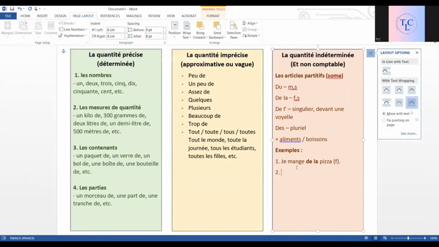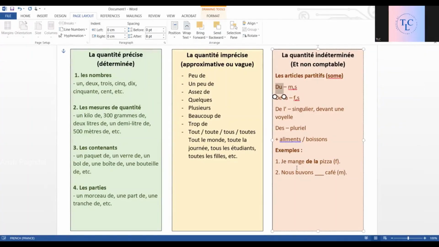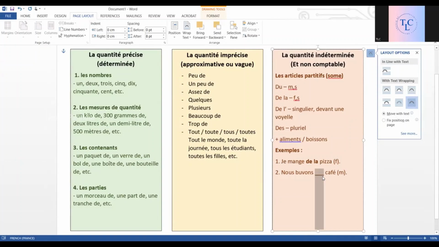Next example, nous buvons, okay, we are drinking coffee. And I'm not telling how much. I'm not saying a cup of or 100 ml of. I'm not specifying anything. So what we have to do is add article partitif. Here this is masculine, café. So which one? Du. Yes. So nous buvons du café.